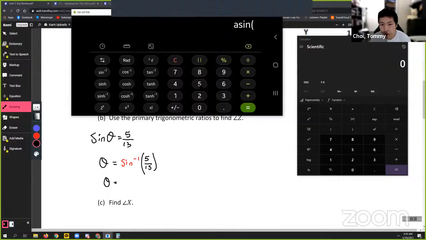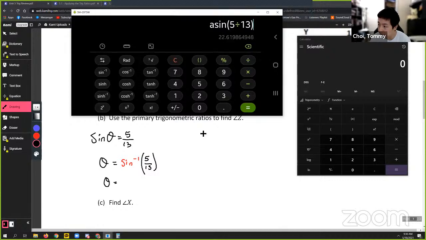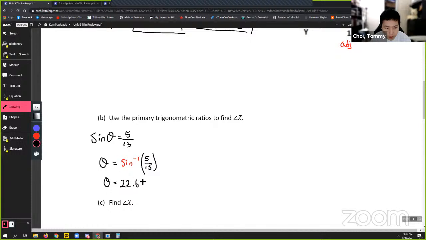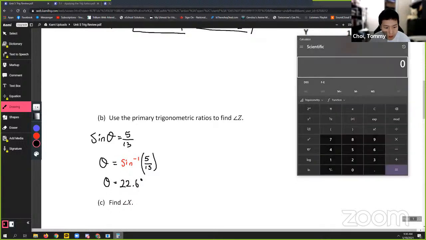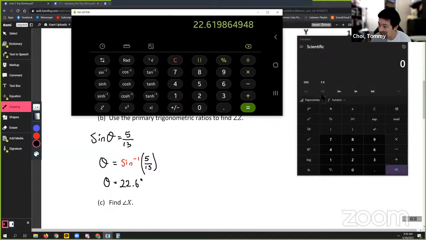And then I'm going to do 5 divided by 13 and then close the bracket. Once we type that out, we get our angle. So that's going to be 22.6 degrees. So I'm just going to take it to the first decimal place here.